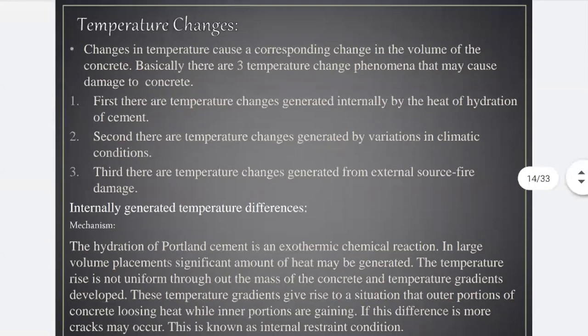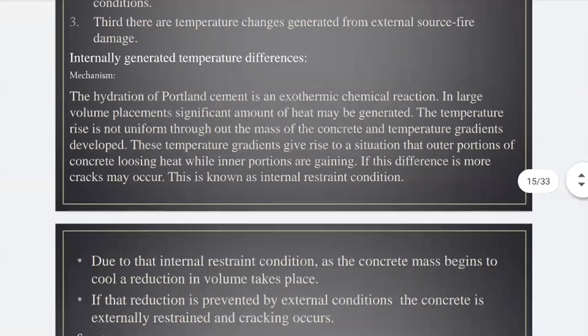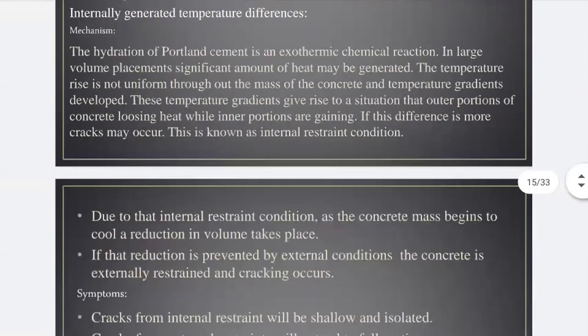So how can you prevent this? Following are the internal changes. First of all, we will see the internally generated temperature changes. The hydration of Portland cement is exothermic. We know that, right? So in large volume placement, a significant amount of heat may be generated. The temperature rise is not uniform throughout the mass of the concrete, and a temperature gradient develops.